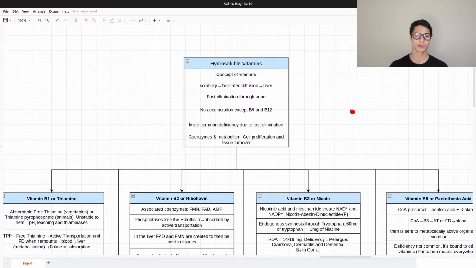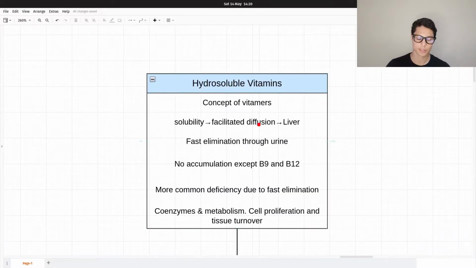Today we are going to continue the nutrient description series and we are going to talk about hydrosoluble vitamins. In the last video we discussed the fat soluble and today we're going to view the hydrosoluble vitamins. Well, the concept of vitamins, I already discussed this in the last video, but it's simply the fact that two or more molecules can have the same vitamin functionality.